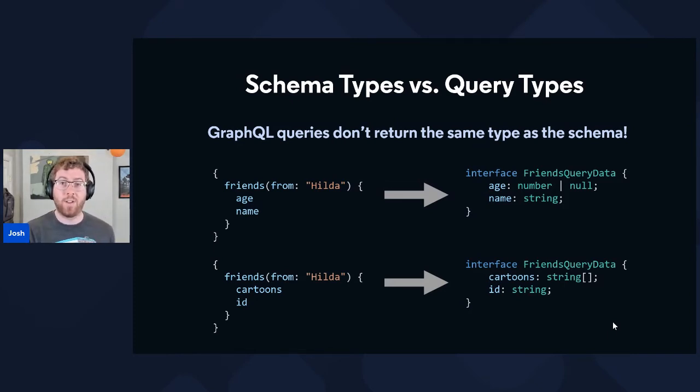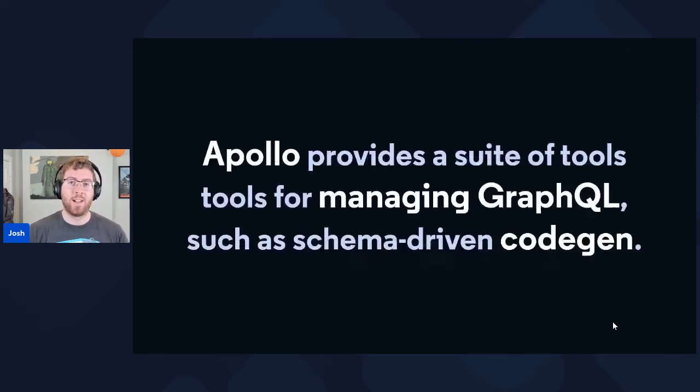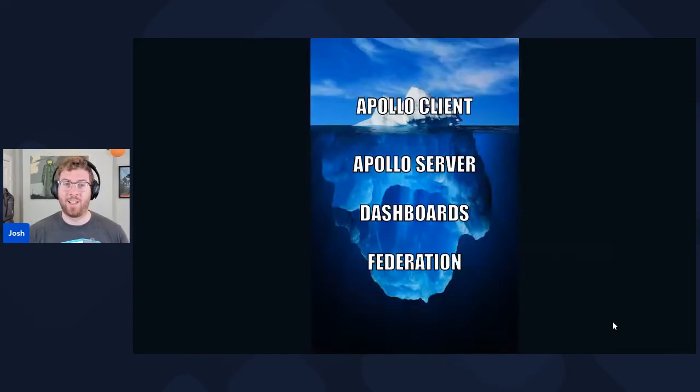So although it's very nice and fine and good to generate types for our schemas for GraphQL, we also need to be able to generate types for our queries. And that's why I'm going to now introduce one of my favorite tools ever, Apollo, which helps, along with a bajillion other things, with generating types specific to GraphQL queries. Now, Apollo provides a suite of tools for managing GraphQL, such as schema-driven code gen. It's got a whole lot of stuff. I'm going to talk about specifically some things within Apollo Client. There's also Apollo Server, dashboards, federation management. Ignore those for now, although they're great.